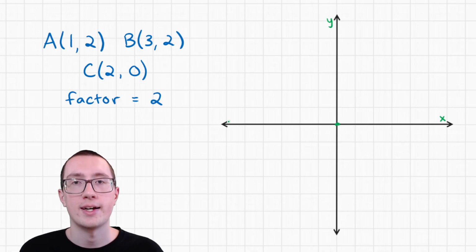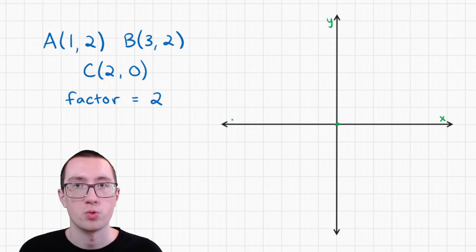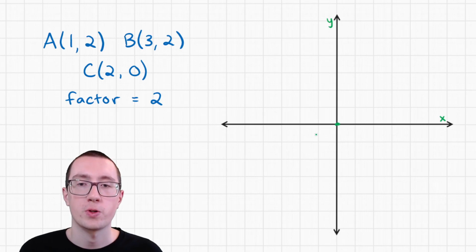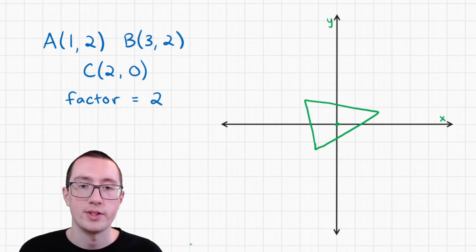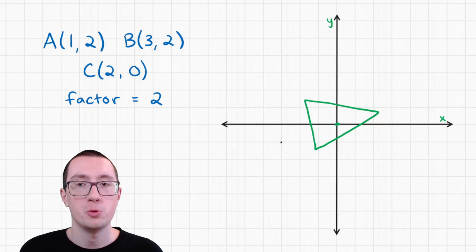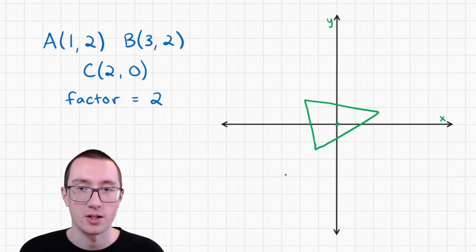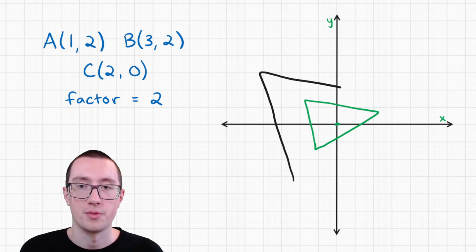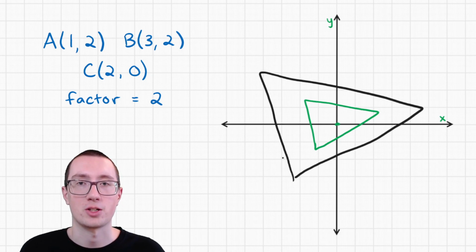So basically what dilation is, we need to make a graph bigger or smaller. We're just changing the size basically. So for example, if we had a shape like this, and we dilated it by a factor of 2, that means we're making it 2 times bigger. So it's going to become like this. It's going to become like twice as big.